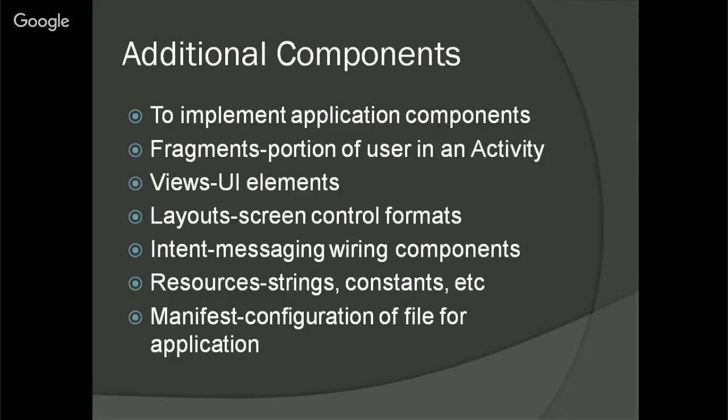R.java will contain the strings, the constants, the integer variables, and different other variables. There will be manifest files. Manifest is nothing but a configuration file of an application. The manifest file will be pointing towards the starting of an application, or the welcome page of your application.